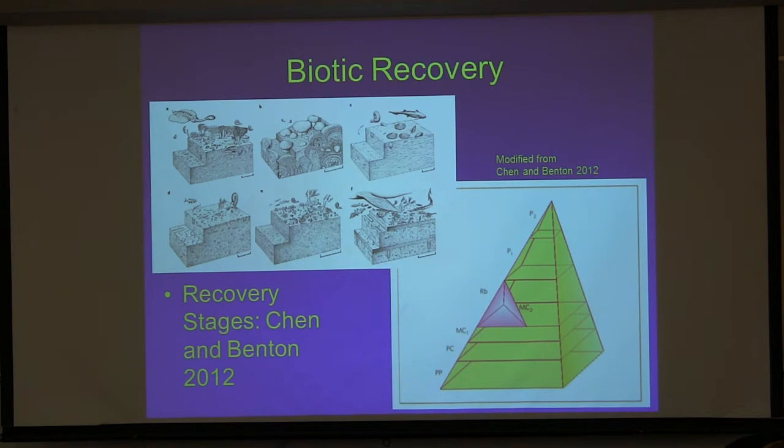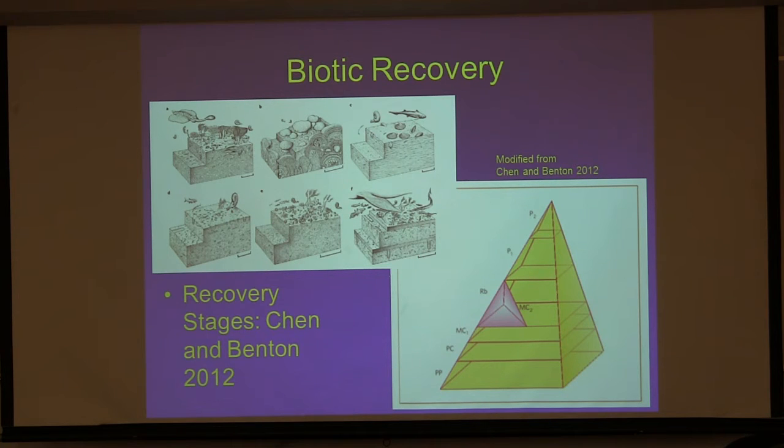Chen and Benton in 2012 tried to improve on this model by making a pyramid. In their chart up here, they show a full Permian reef system with top predators that was wiped out at the end of the Permian.